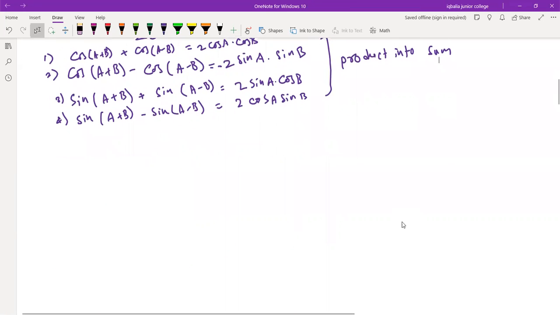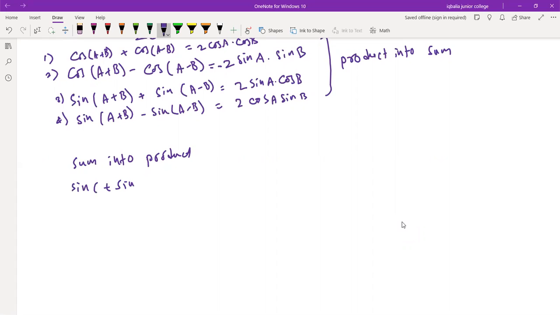Now we have sum into product. Suppose I have sin c plus sin d. These are in sum form. Now we have to convert this into product form. So not sin c, just take first cos c plus cos d. Cos c plus cos d is nothing but 2 cos((c+d)/2) cos((c-d)/2).